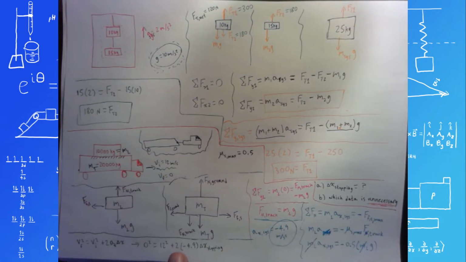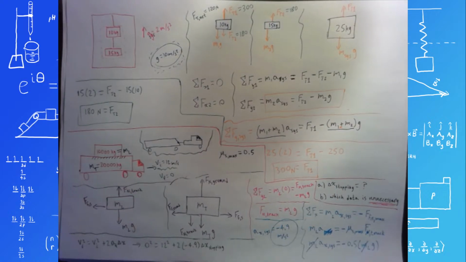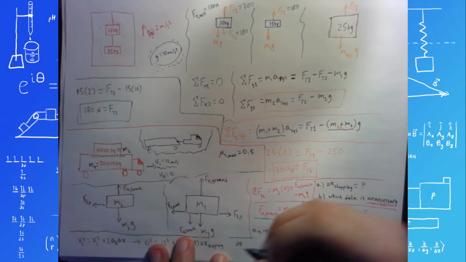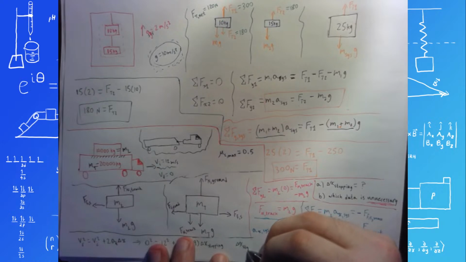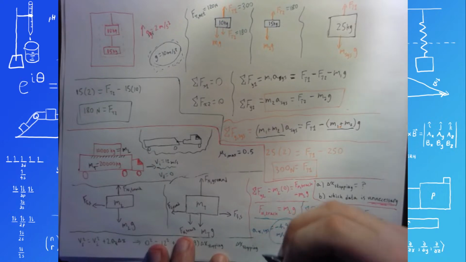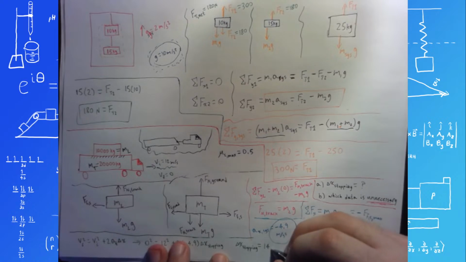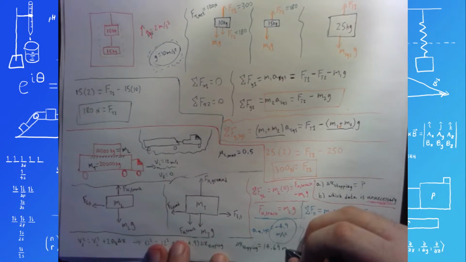Okay, add 9.8 delta x to both sides and divide by 9.8. 12 squared divided by 9.8, 144 divided by 9.8 is 14.69387755. I'm just going to round that to 14.69. So delta x stopping equals 14.69 meters.